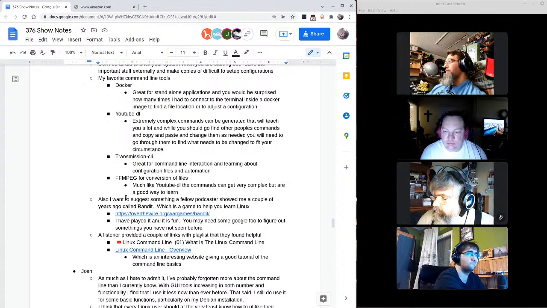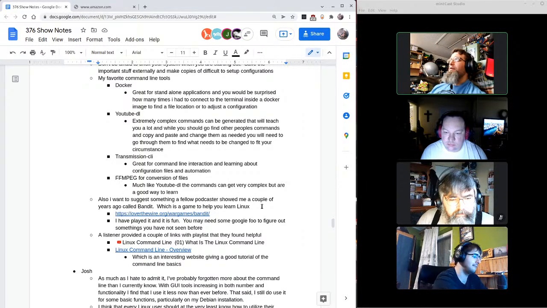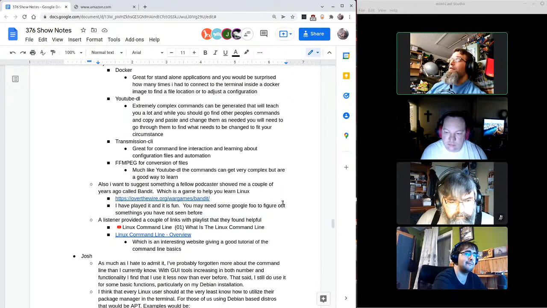Also, I want to suggest something a fellow podcaster showed me a couple of years ago called Bandit, which is a game to teach you Linux command line. And I have posted the link here. It's overthewire.org/wargames/bandit. I have played it. I haven't gone all the way through. There's so much to do there.